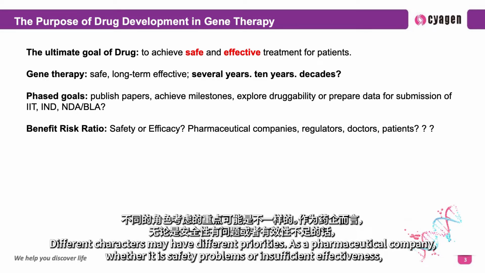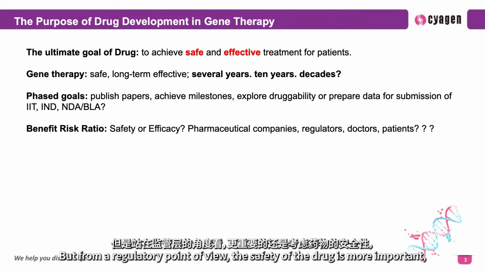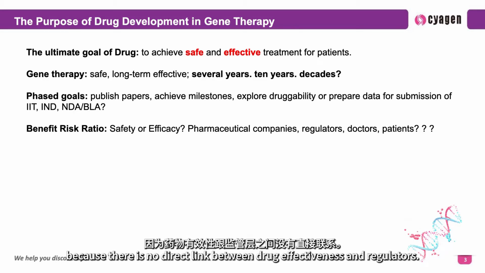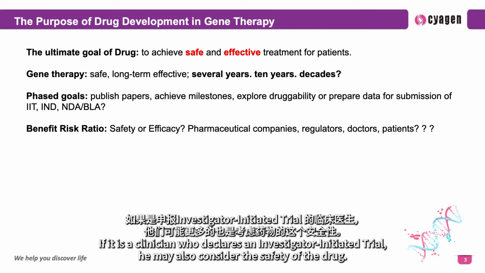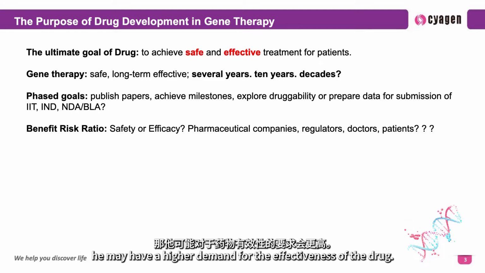As a pharmaceutical company, whether it is safety problems or insufficient effectiveness, it is undoubtedly a big problem, and they want to improve both simultaneously. But from a regulatory point of view, the safety of the drug is more important, because there is no direct link between drug effectiveness and regulators. If it is a clinician who declares an investigator-initiated trial, he may also consider the safety of the drug. However, as a patient, if he is suffering from a serious life threat, he may have a higher demand for the effectiveness of the drug.